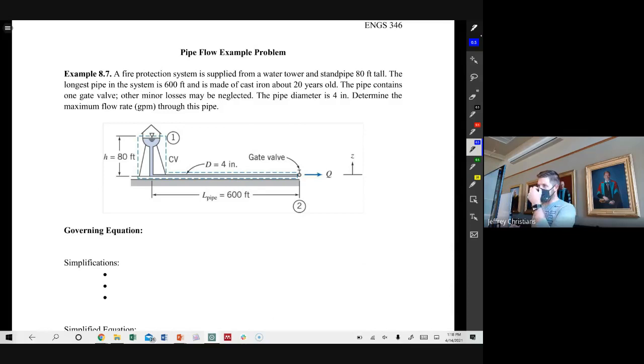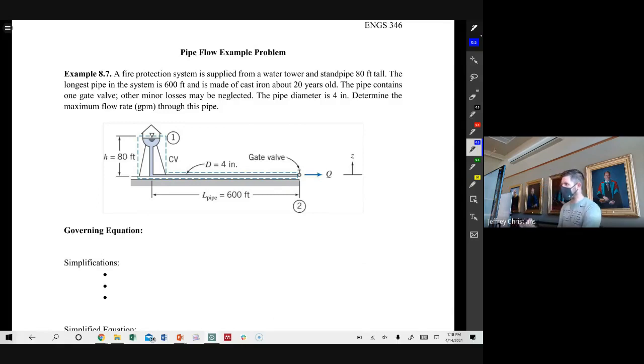What we have is a water tower that's 80 feet tall, and we're going to use the potential energy from that water tower, we're going to use that pressure to push water out the end of our fire hose, and we want to figure out how much that is.